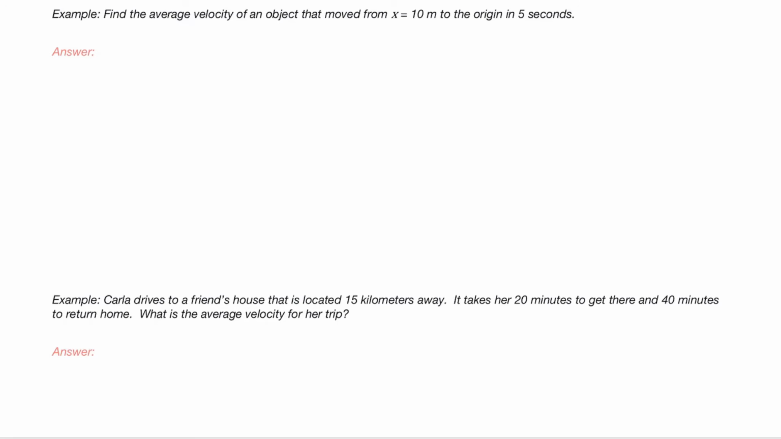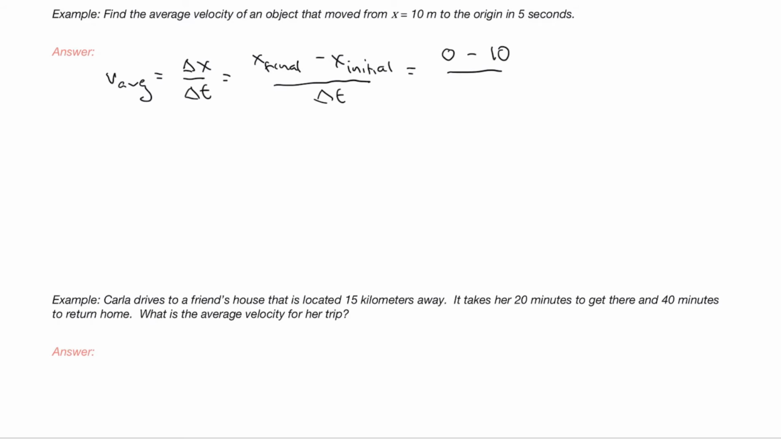in 5 seconds. Well, we first write down our formula for V average, the displacement over time. That's x final minus x initial over the time taken. In our case, the final position is the origin, so 0. The initial position was 10, and the time taken was 5 seconds. Simplifying that, we get negative 2 meters per second. And again, the negative sign makes sense here because we know that it was moving in the negative direction as it went from positive 10 back to 0.